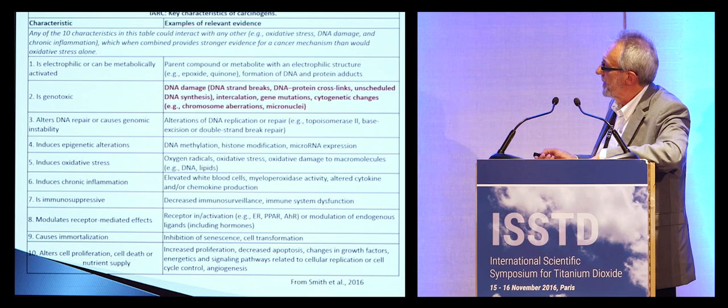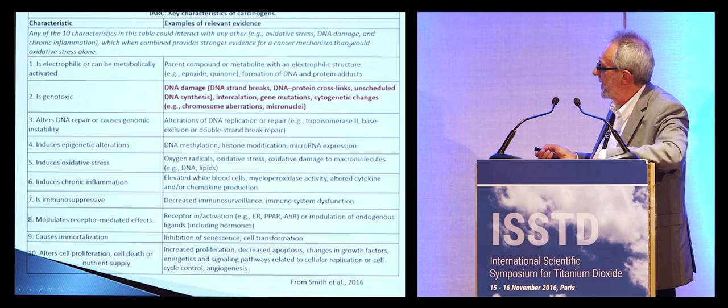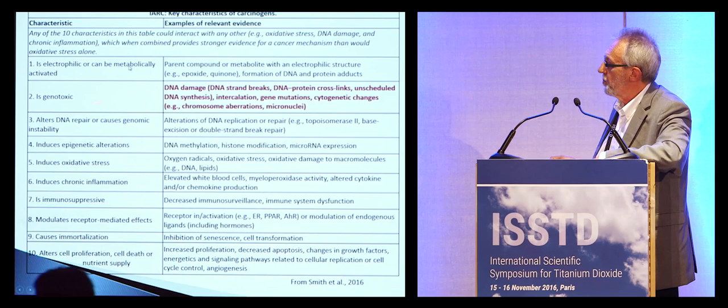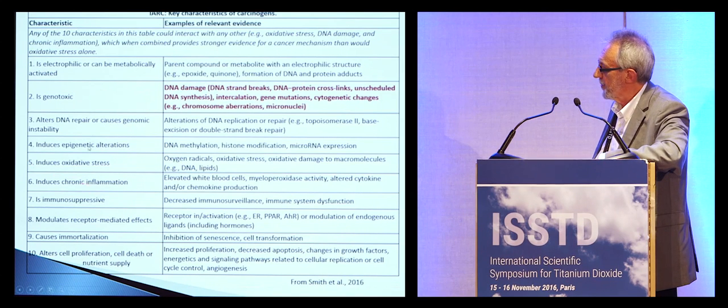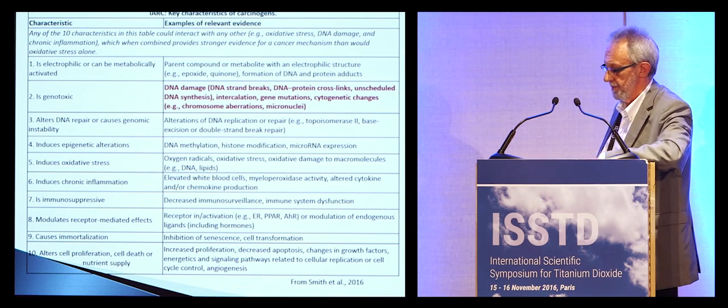One thing to note here is this statement at the top, which I hope you can read. Any of the 10 characteristics could interact with any other. So, for example, oxidative stress, which is down here somewhere, could interact with DNA damage and could interact with genotoxicity. That means that they are being seen as 2 separate pieces of evidence in terms of the key characteristics. But of course, oxidative stress will lead to DNA damage. So it's actually one process, but it's being given 2 elements of weight.